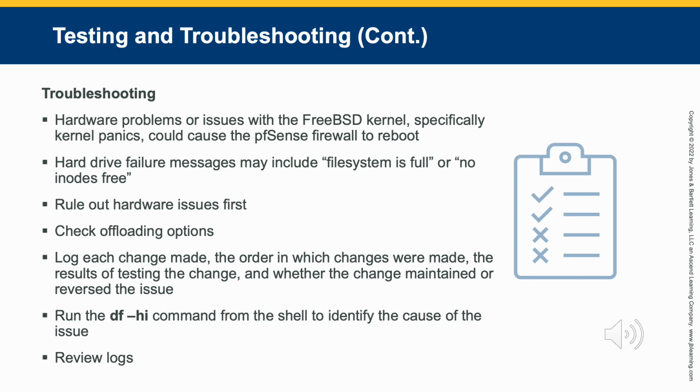Further troubleshooting. Hardware problems or issues with the FreeBSD kernel, specifically kernel panics, could cause the pfSense firewall to reboot. Hard drive failure messages may include file system is full or no inodes free. Rule out hardware issues first. Check offloading options. Log each change made, the order in which the changes were made, the results of testing the change, and whether the change maintained or reversed the issue. Run the df -hi command from the shell to identify the cause of the issue and review logs.